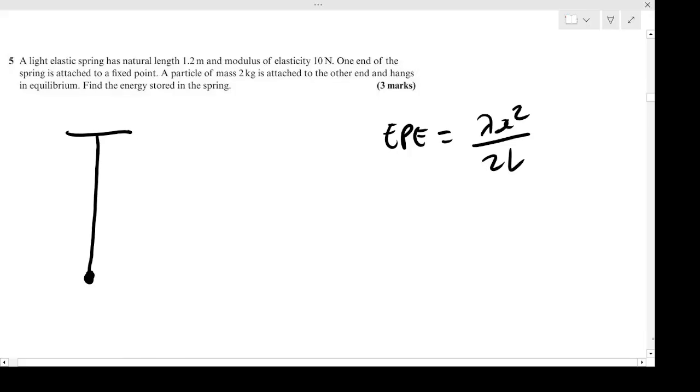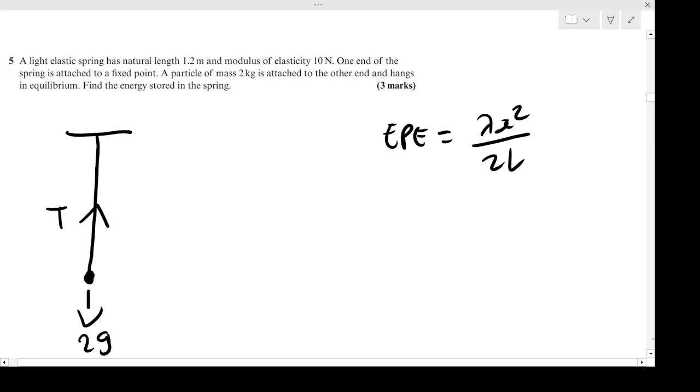So then we need to label what we know. Firstly, the forces. The particle has mass 2, so it's going to have a weight of 2g downwards. You can see that the string is being stretched downwards, pulled down by the particle. So the force in the spring has to act the other way to oppose the stretching. And that's my tension T.